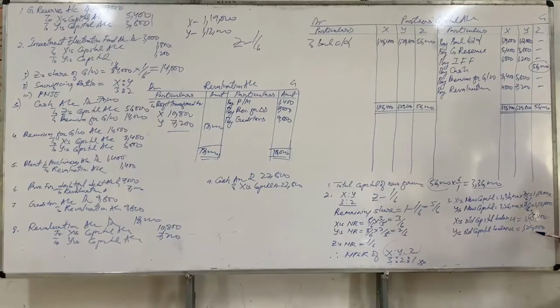Since Y's old capital balance is more than Y's new capital, there is a surplus, isn't it? Here Y's old capital balance is 1,29,000, whereas Y's new capital balance is 1,12,000, which means there is a surplus. If there is a surplus, then the excess amount should be withdrawn. The difference between these two amounts is 1,29,000 minus 1,12,000. How much do we get? 17,000.